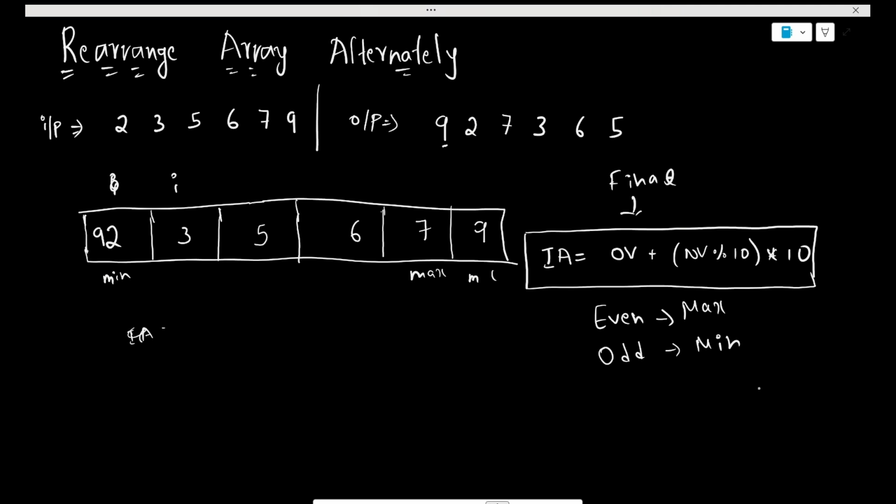completed, and after that calculate the intermediate answer, that is 3, the old value, plus what's the new value the minimum is pointing to. So 92 percentile 10 into 10, that is 3 plus 2 into 10, that is 23. So update here, and after that I is incremented, and we have used min, so min is also incremented.